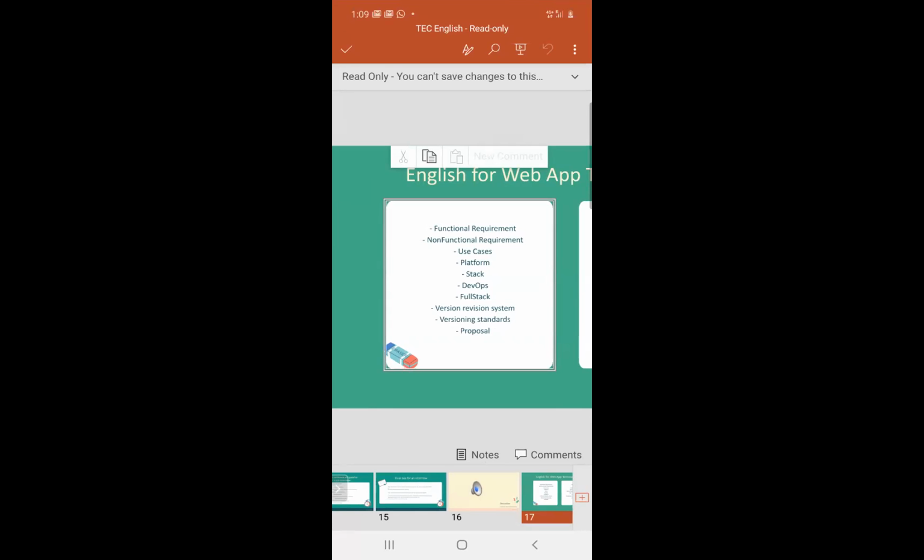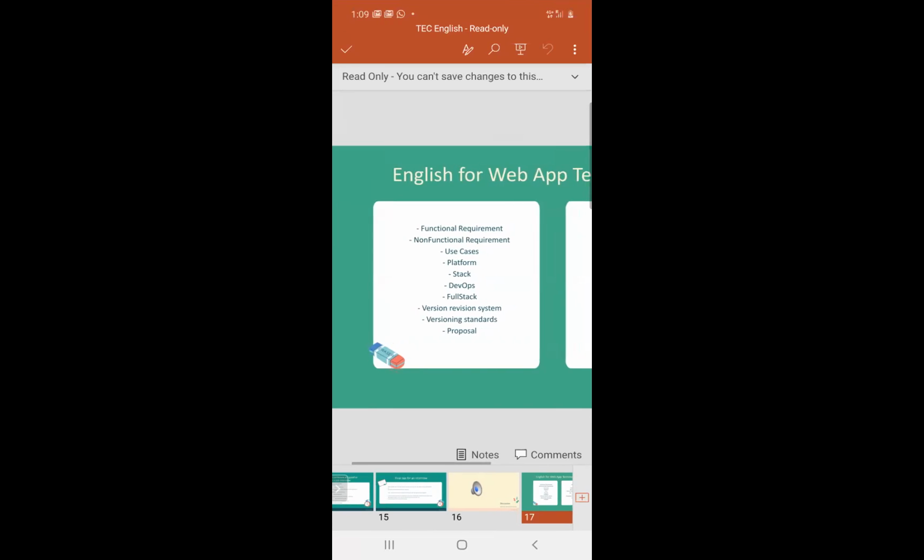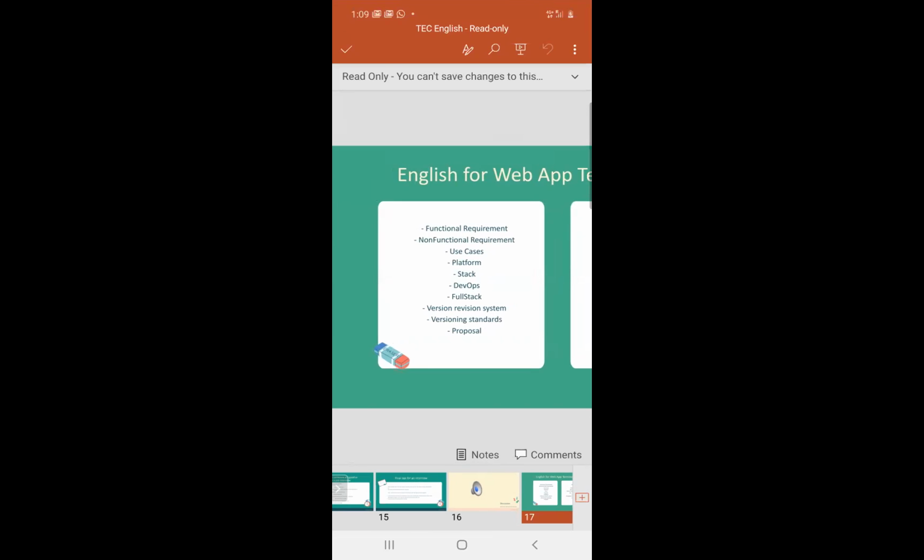Compatibility. It means is the system compatible with Windows or with Mac or cross platform, whatever it is. Okay. So all the attributes that are related to the quality of the system itself, not the actual function, go under non-functional requirements.